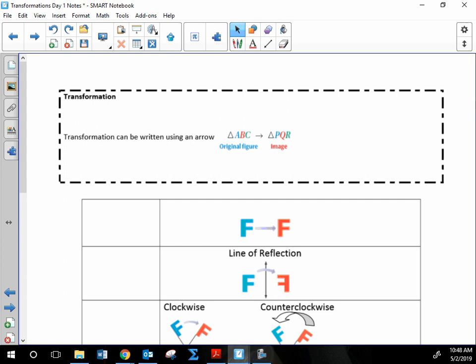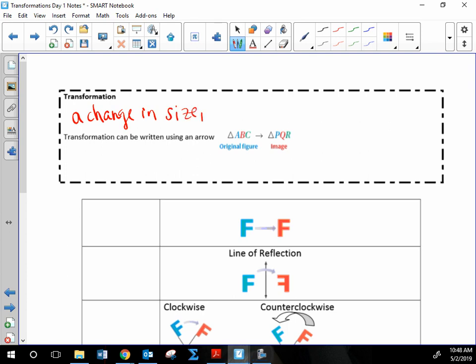All right, transformation. This is a change in size, shape, or position. Now this is just going to be recapping because we've already done this before. For a transformation, we use an arrow. We say triangle ABC maps onto triangle PQR. Our original figure we call the pre-image. You'll hear me use that vocab word, the pre-image. Our final figure is the image. So our pre-images are starting, the images are final. It's more common that instead of having different letters, we would say triangle A prime, B prime, C prime. We can have the different letters, but the prime is more common.